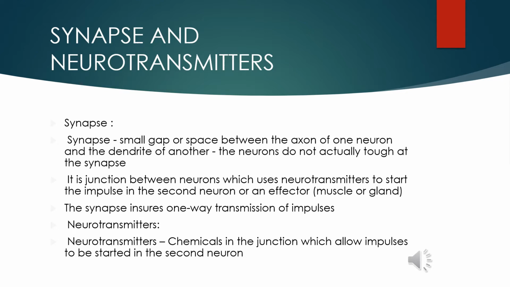Dear students, now we are discussing synapse and neurotransmitters. Synapse is a small gap or space between the axon of one neuron and the dendrite of another. The neurons do not actually touch at the synapse. It is a junction between neurons, which uses neurotransmitters to start the impulse in the second neuron, or an effector, which is a muscle or gland. The synapse ensures one-way transmission of impulses. Neurotransmitters are chemicals in the junction, which allow impulses to be started in the second neuron.